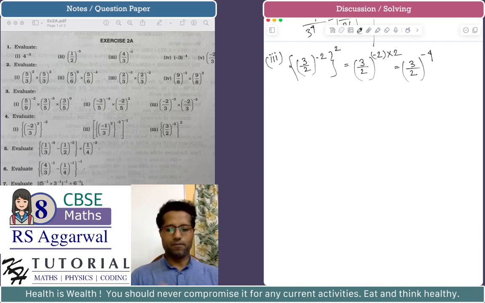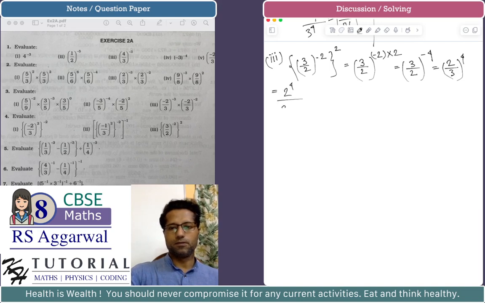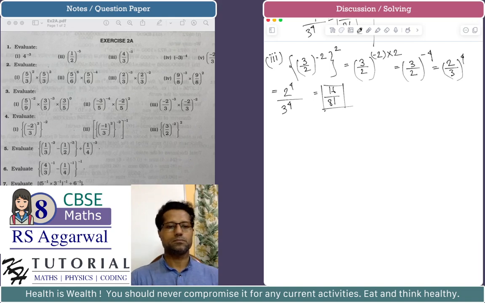So we have a negative power. So now I will take the reciprocal of 3 by 2, that is 2 by 3. This will be power 4. Now I will break up the exponential form into rational form, and this will be 2 to the power 4 divided by 3 to the power 4. This is equal to 16 by 81. Okay. So this was problem 4. Let's do problem number 5.